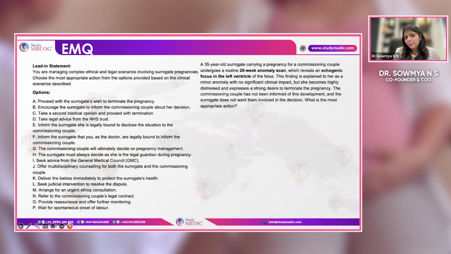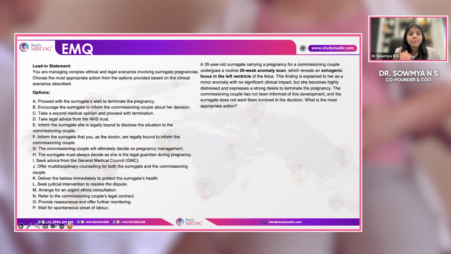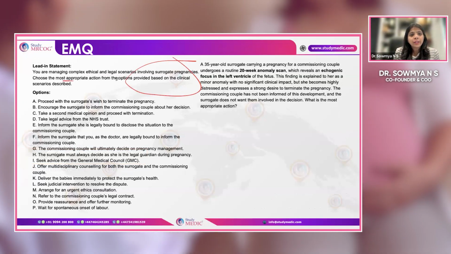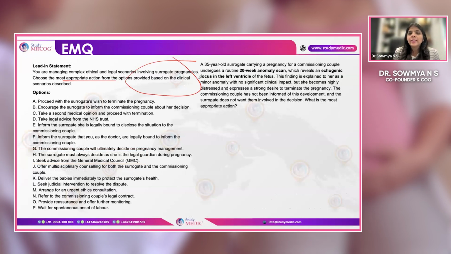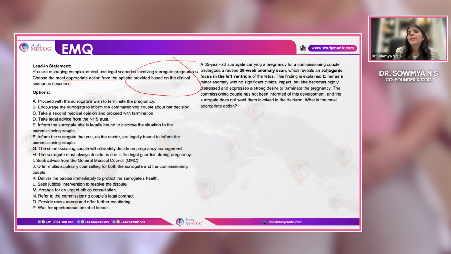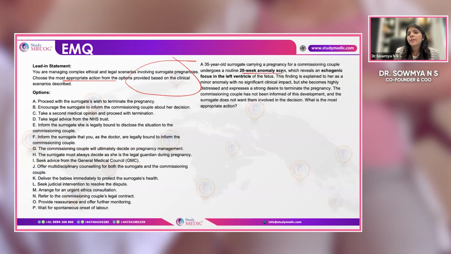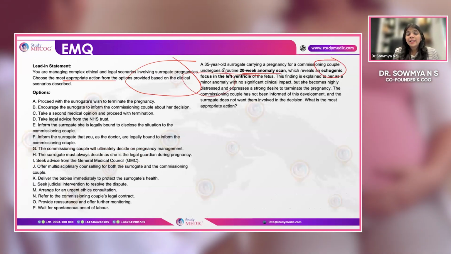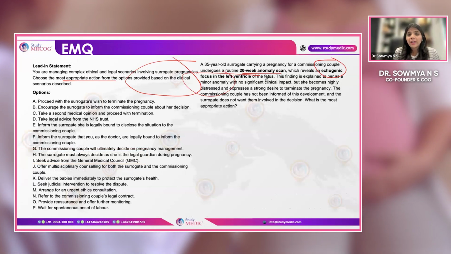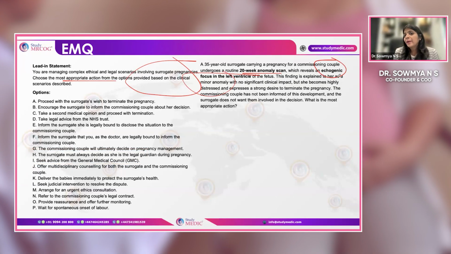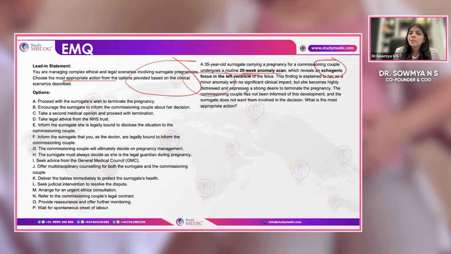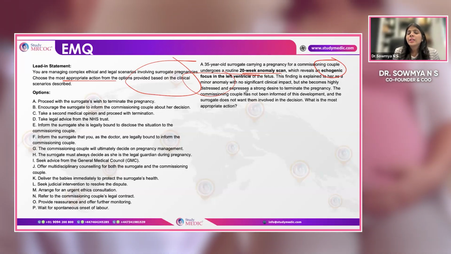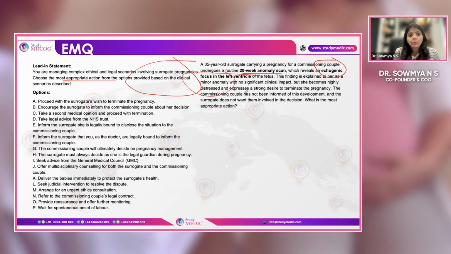Now I'm talking about the surrogate options, because that's important for you to know. Surrogate pregnancies, clinical, you have to choose the most appropriate action. We already did this, but let's see. A 35-year-old surrogate carrying a pregnancy for a commissioning couple undergoes a routine 20-week scan, which reveals an echogenic focus in the left ventricle. I have highlighted it, there won't be anything like that. This finding is explained to her as a minor anomaly with no significant clinical impact, but she becomes highly distressed and expresses a strong desire to terminate the pregnancy. The commissioning couple has not been informed of this development. The surrogate doesn't want them involved in the decision. Most appropriate action?